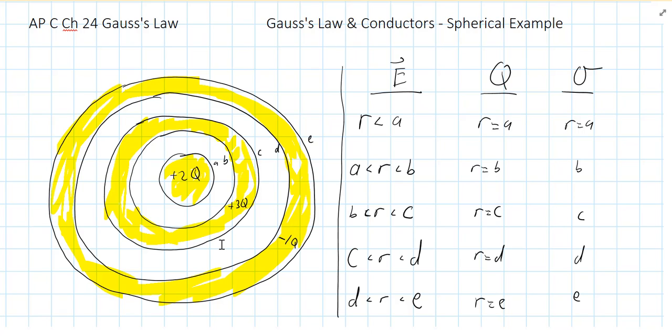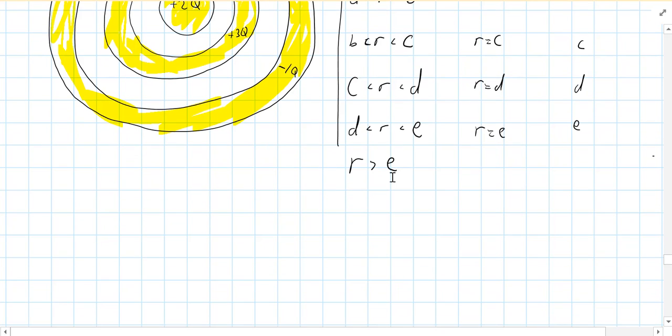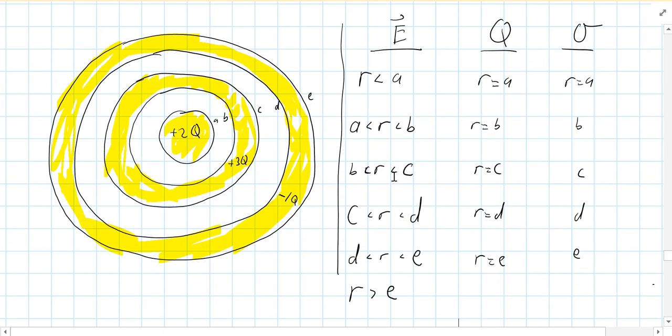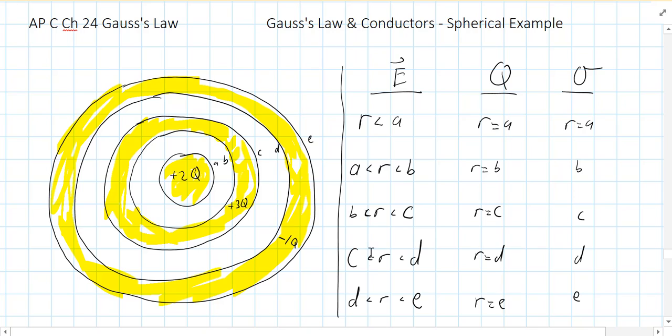Q could be anything. Maybe it's a nanocoulomb or something like that. So this could be positive 2 nanocoulombs, positive 3 nanocoulombs, and minus 1 nanocoulomb. What we're going to do is determine the electric field at all these locations. There's actually one more down here, R bigger than E, outside the whole thing. So we're going to determine the electric field at basically every location, the charge on each surface, and the surface charge density at each surface.